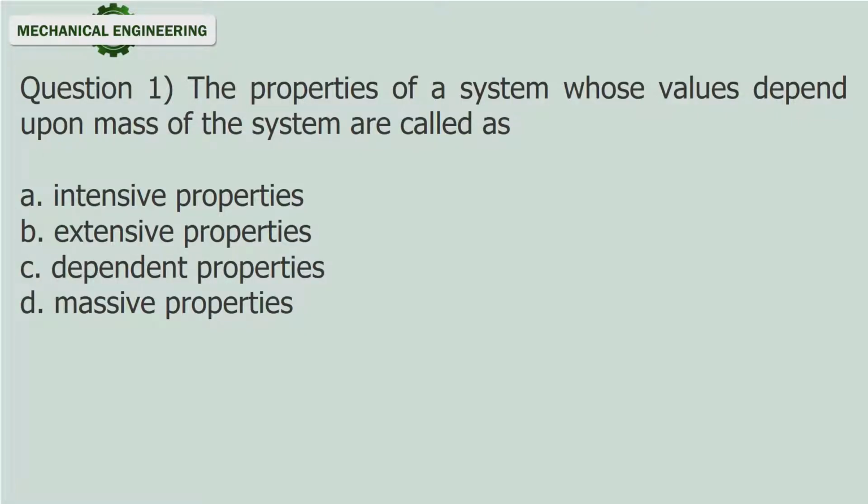Question 1. The properties of a system whose values depend upon mass of the system are called as A. Intensive properties, B. Extensive properties, C. Dependent properties, D. Massive properties.